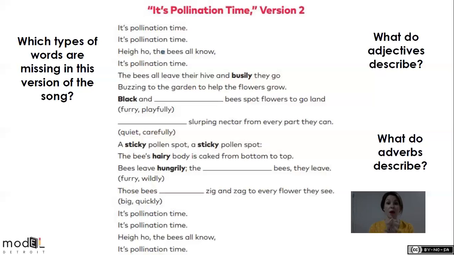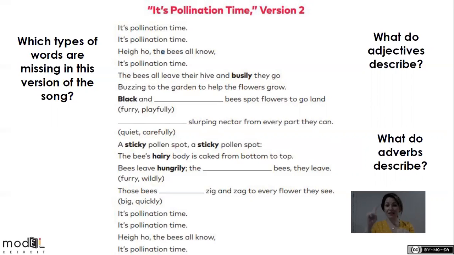Remember, friends, this is version number 2. So some of the words are a little bit different, but we'll make it work. So here we go. It's pollination time. Hi ho, the bees all know it's pollination time. The bees all leave their hive and busily they go, buzzing to the garden to help the flowers grow. Black and furry bees spot flowers and they land. Quiet or carefully? Carefully slurping nectar from every part they can.